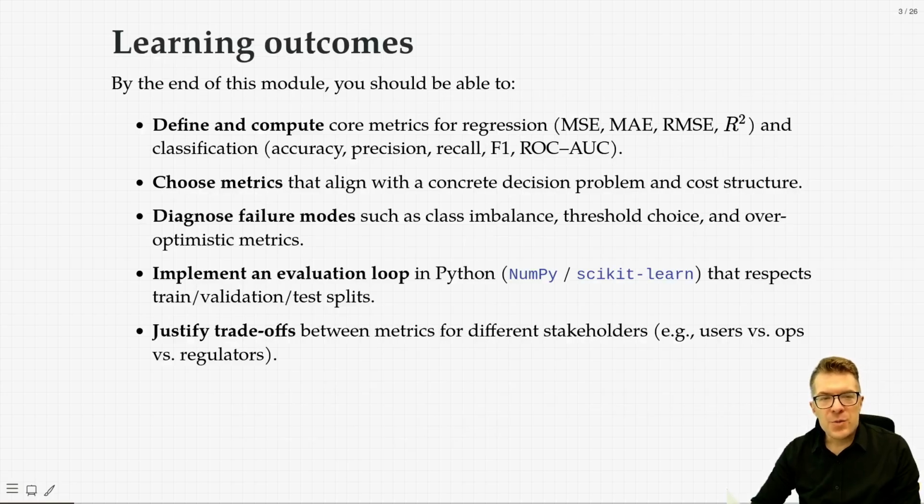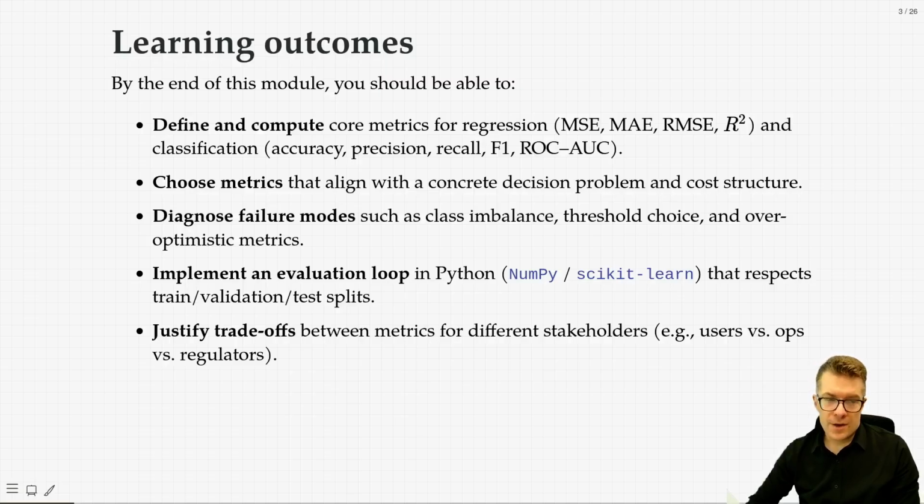By the end of today, you should be able to define and compute core metrics for regression. We've already talked about MSE and MAE and RMSE. R squared, we're probably going to push off to another module. We'll talk a little bit about classification metrics. So accuracy, we have somewhat of a handle on. We'll talk about precision and recall, F1, and the so-called ROC curve.